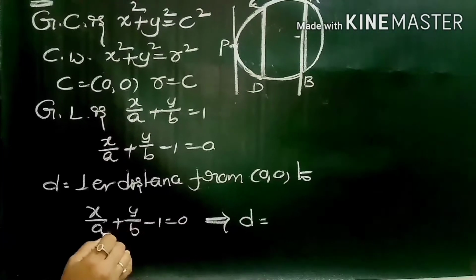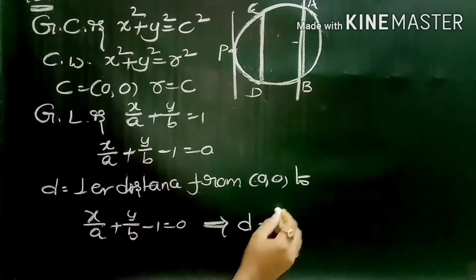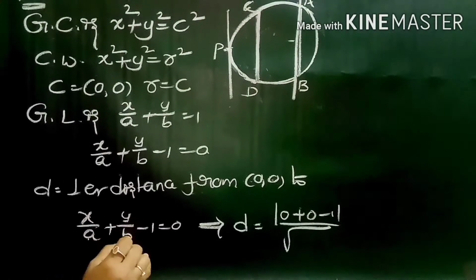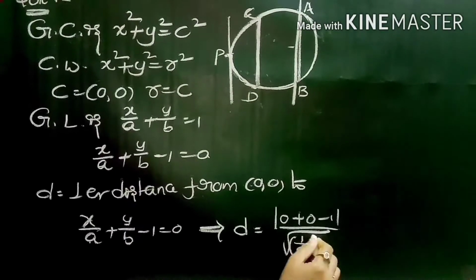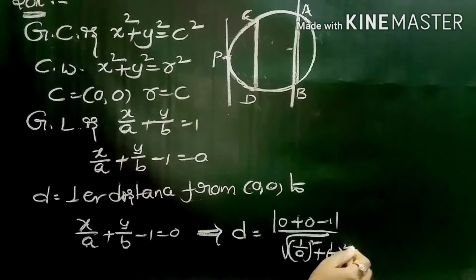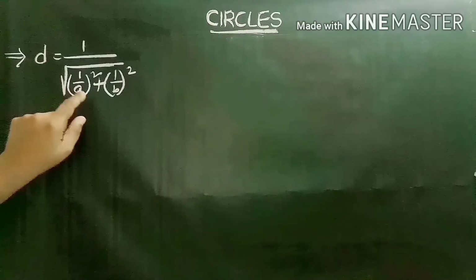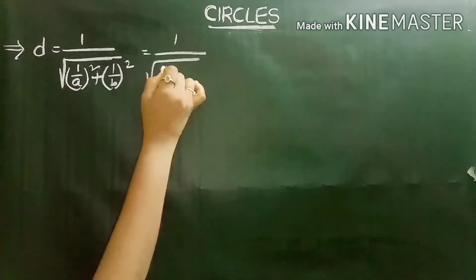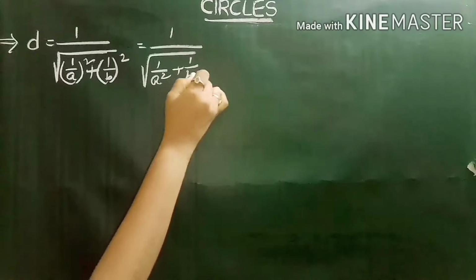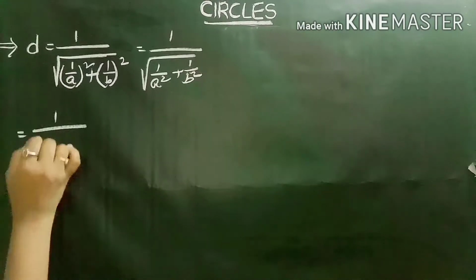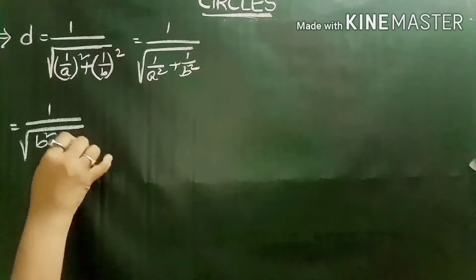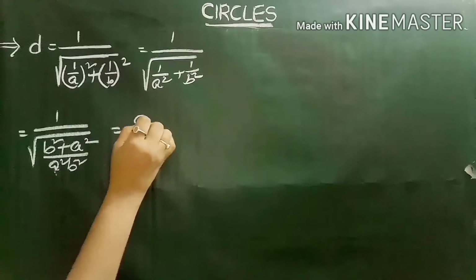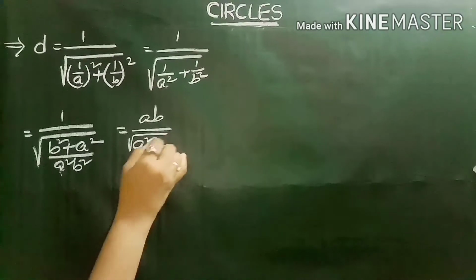Now finding the perpendicular distance, that is substituting 0, 0 in the given line equation, then modulus of 0 plus 0 minus 1 by square root of x coefficient 1 by a, y coefficient 1 by b, whole square, that is 1 by a whole square plus 1 by b whole square. This is equal to 1 by square root of 1 by a square plus 1 by b square. Taking LCM, this is 1 by square root of b square plus a square by a square b square, and this is ab by square root of a square plus b square. This is the value of d.